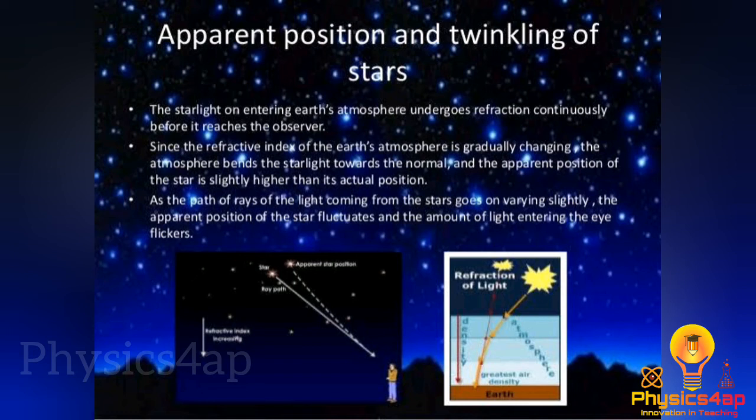As the path of the rays of light coming from the stars goes on varying slightly, the apparent position of the stars fluctuates and the amount of light entering the eye flickers. But the planets, which are near to us, won't flicker. Why? Because they are near to us, we won't see that type of flickering; it cannot be observed clearly. That is why the planets won't twinkle.